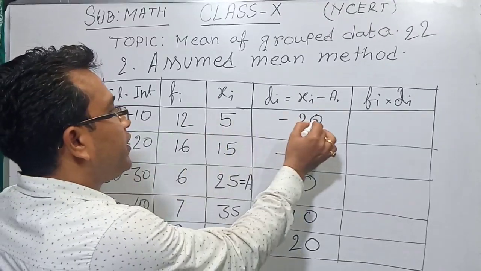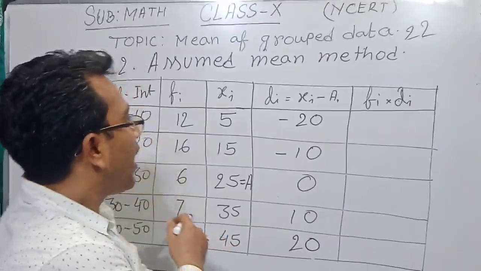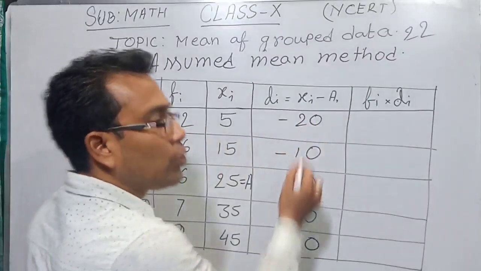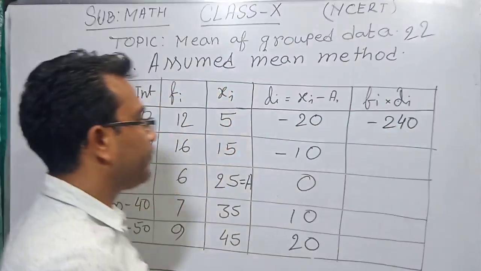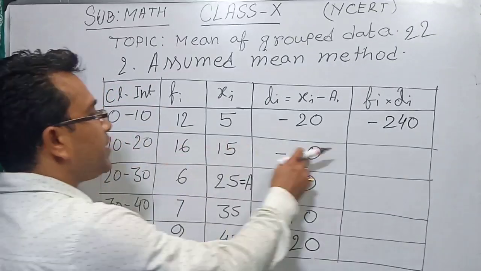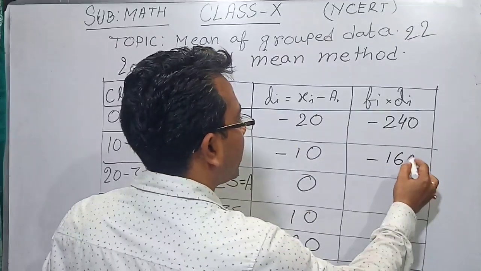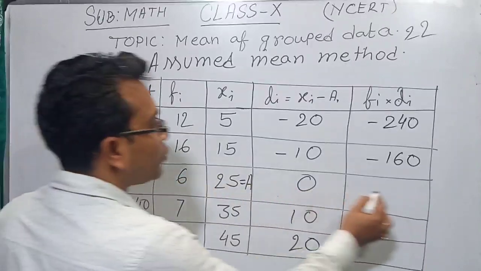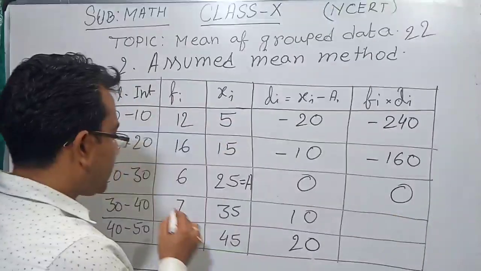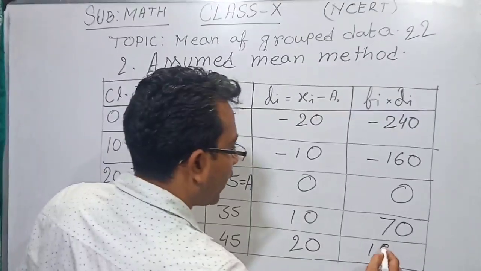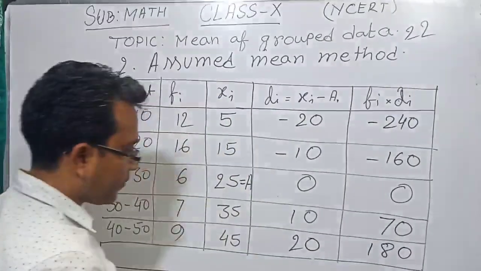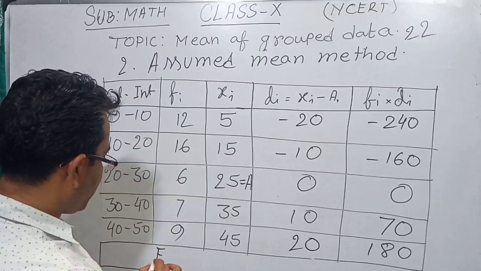Fi with the Di, that is 12 into minus 20, that is minus 240. Then 16 into minus 10, minus 160. 6 into 0, that is 0. 7 into 10, 70. 9 into 20, 180. Here summation.